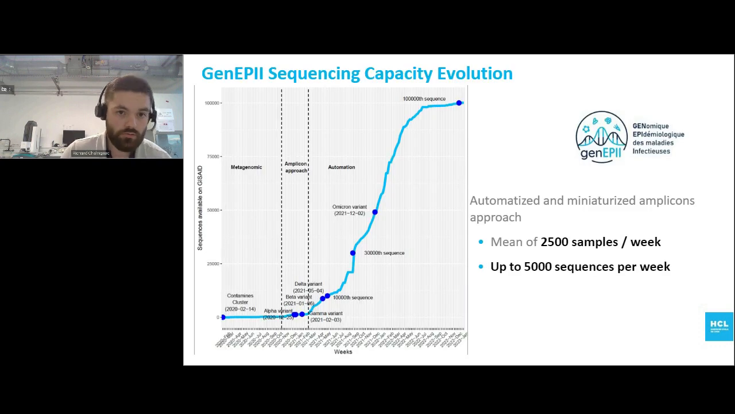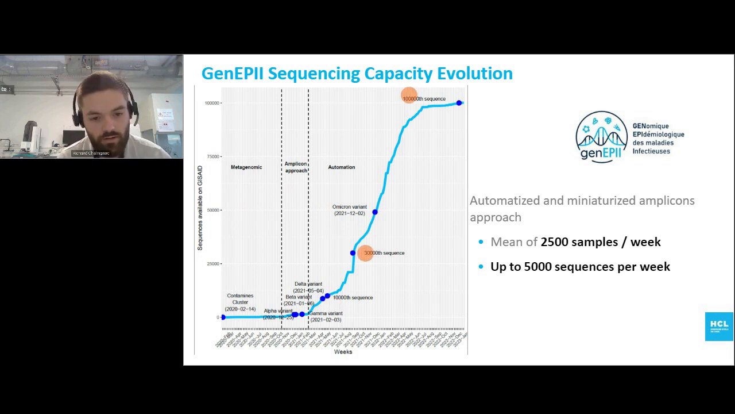So overall, this is the graph that represents all the sequences that our lab has produced until today. So you can see the different steps that we have used. First the metagenomic approach, with the first contaminant cluster, then the amplicon approach that we have adopted, and then the automation of that amplicon approach and the miniaturization. So we have reached several milestones with the 10,000 sequences, 30,000 sequences, and 100,000 sequences.